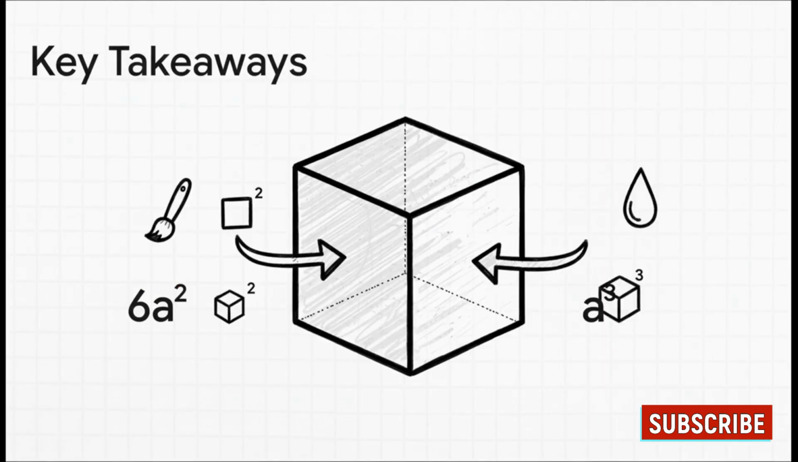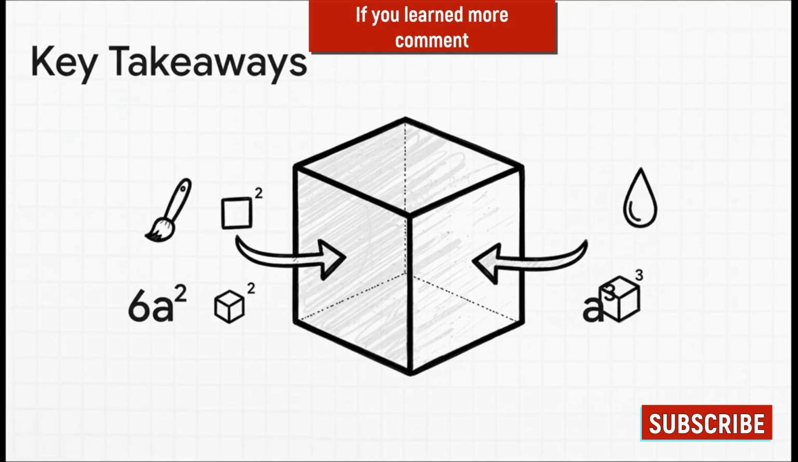So let's just do a super quick recap. Surface area, that's all about the outside, the sum of all 6 faces calculated with 6a squared. Volume, that's the space on the inside, calculated with a cubed. And please, never forget the units. Squared for area, cubed for volume. That tiny little number tells a huge story about what you're actually measuring.